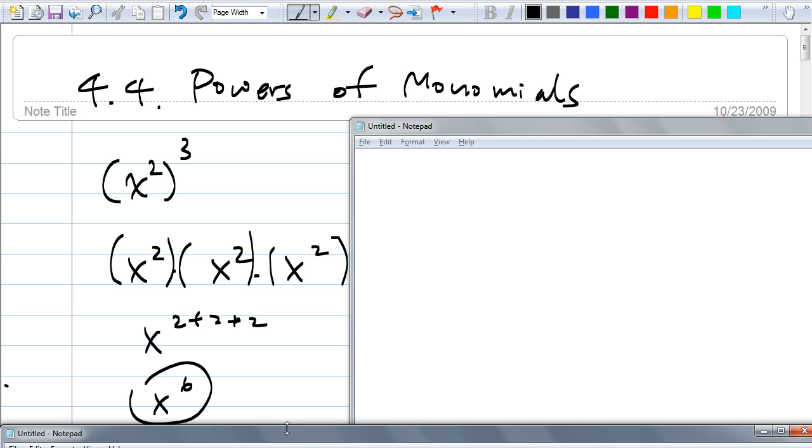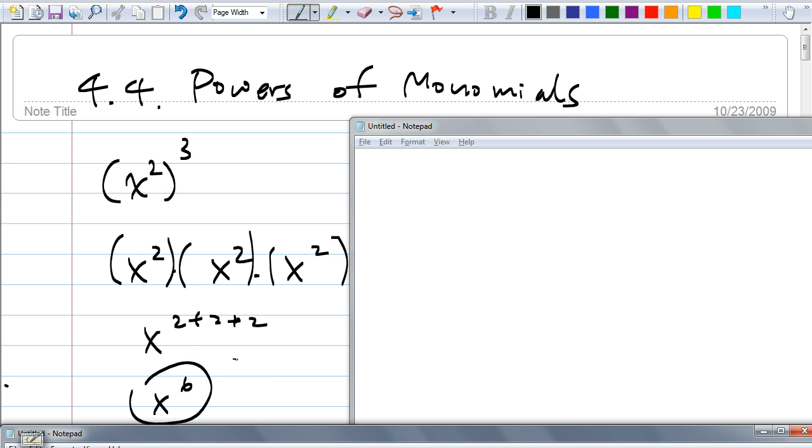But does anybody see any shortcut? If it's something in exponential form raised to another power, there's a shortcut if you see something like this. If it's power to a power. Chris, what do you think we do here? You multiply the exponents. Okay? Do you see how if I do 2 times 3, I get 6? So if the exponents are right next to each other like this, you just multiply them, and you get the answer. So this is a shortcut.